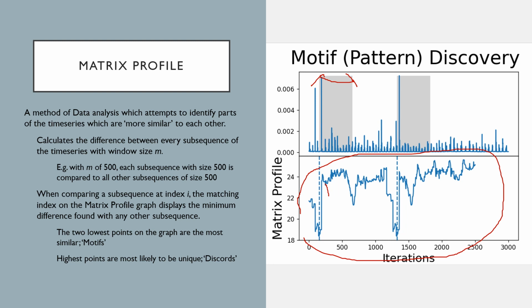Lower points on the graph have higher similarities, with the two lowest representing the closest match, referred to as a motif. These 2 points highlighted on the top graph are the most similar to each other. The highest point on the matrix profile graph is the most unique, with it and other peaks referred to as discords. So points like here, here, so on.